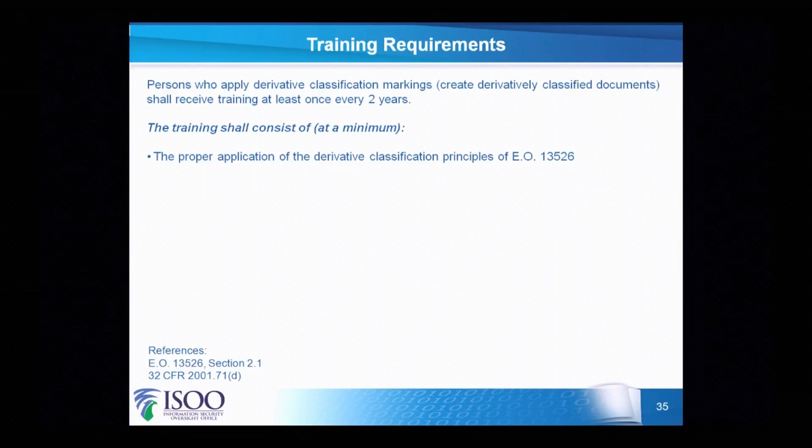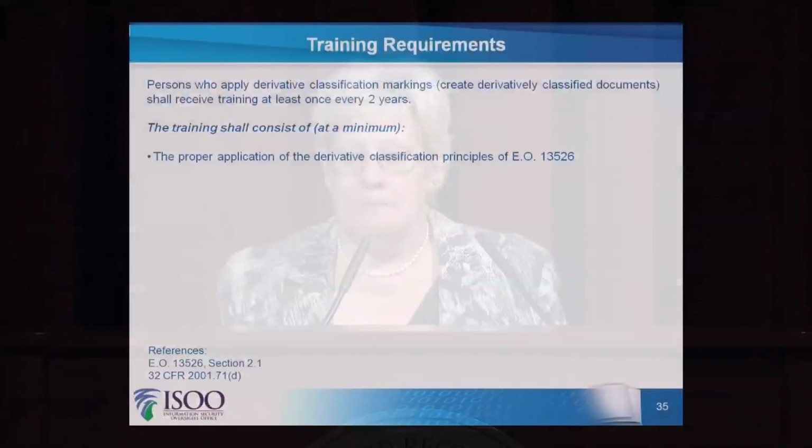Okay. Persons who apply derivative classification markings shall receive training at least once every 2 years. This is a new requirement in Executive Order 13526. The implementing directive, 32 CFR 2001, Section 71D, outlines the minimum elements of information that should be included in this training. The first one is the proper application of the derivative classification principles that are outlined in EO 13526. All of the points that we are going to be going through are actually derivative classification principles.